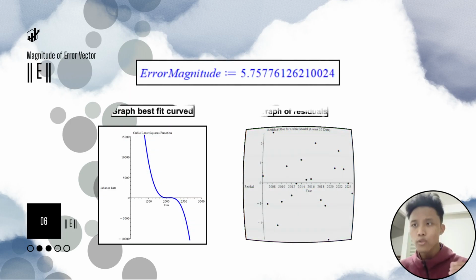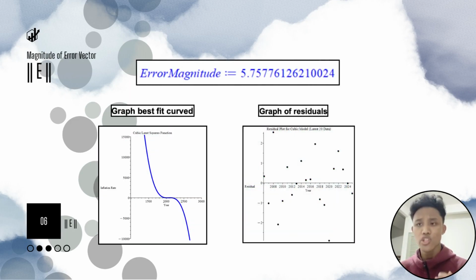To conclude, we look at our final evaluation metrics and visual models. At the top, we have calculated the magnitude of the error vector, denoted as the Euclidean norm. By taking the square root of the sum of our squared individual errors, we compress our system's total deviation into a single value of 5.7578. This low number proves our model sits incredibly close to the true data.